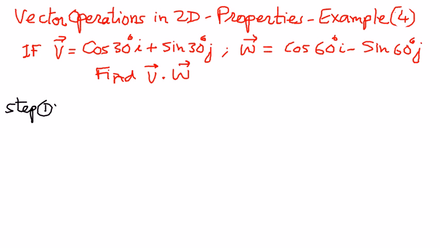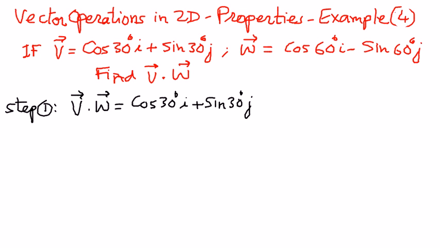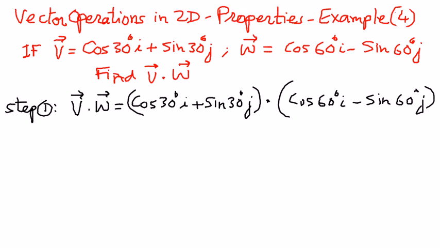Step number 1, vector V dot vector W, we can write this out as follows: cosine 30 degrees i plus sine 30 degrees j, dot cosine 60 degrees i minus sine 60 degrees j, right?